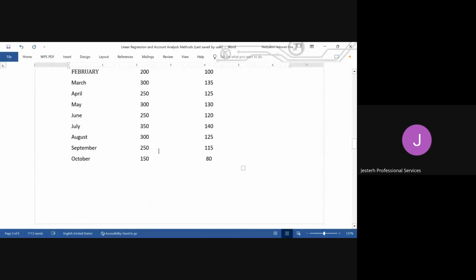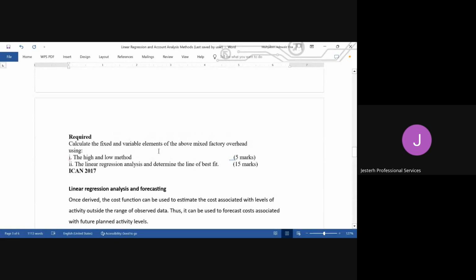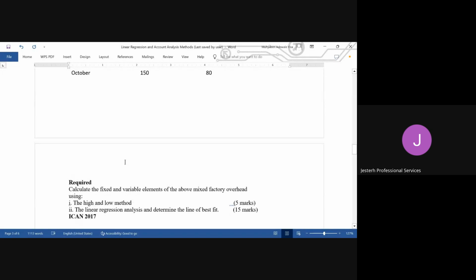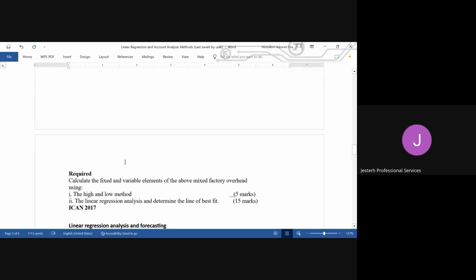Now we are going to start this first exercise. This question is one of ICAN's past questions, 2017. And you can see the requirement. One thing that we need to know in exams, most especially in the ICAN exam: before you read the question, please always go to the requirement first. Know what they ask you to do.